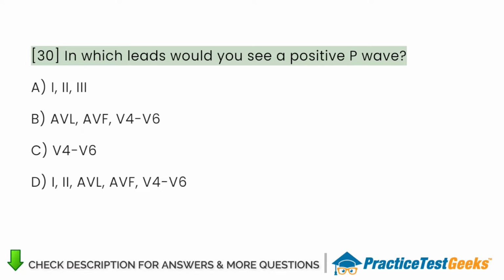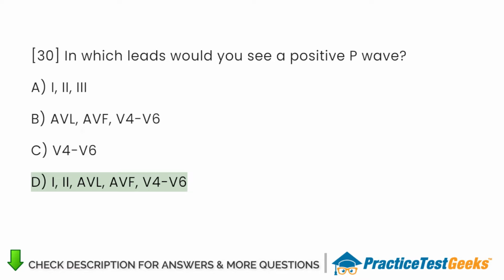In which leads would you see a positive P wave? A. 1, 2, 3. B. AVL, AVF, V4, V6. C. V4, V6. D. 1, 2, AVL, AVF, V4, V6.